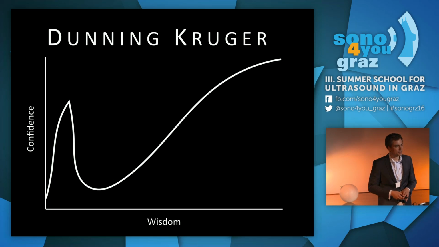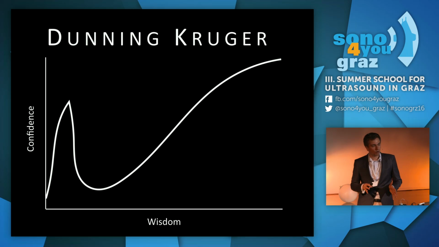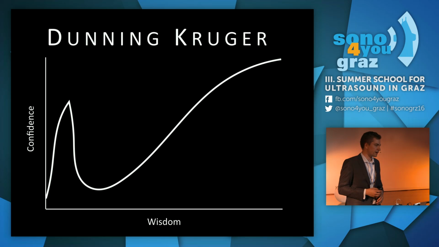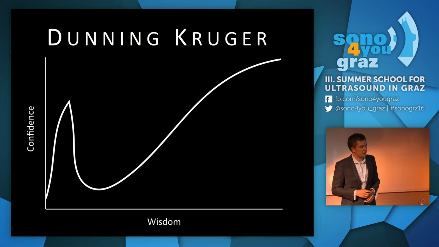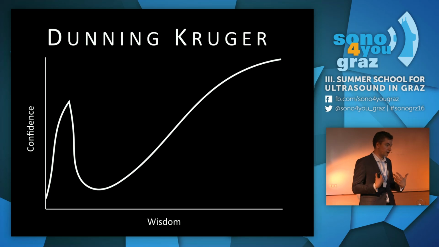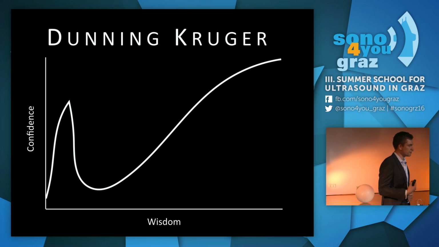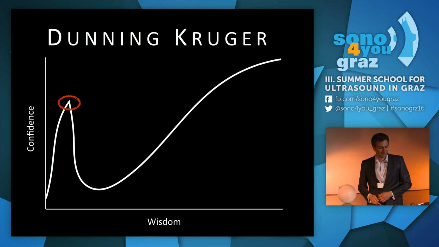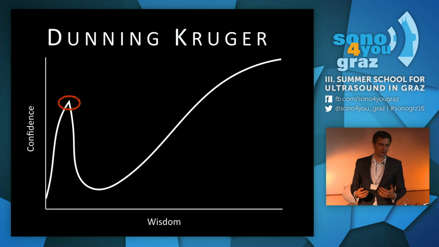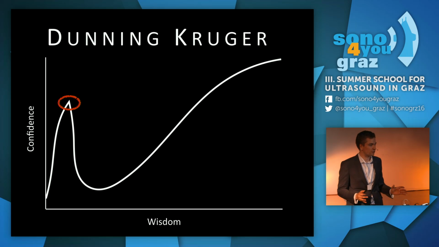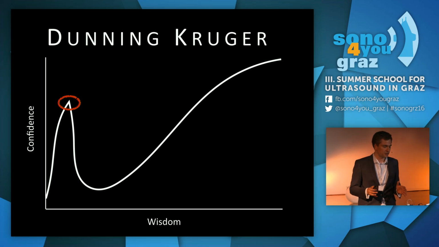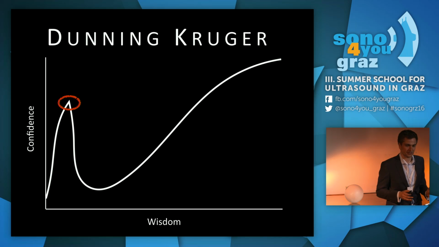And we should definitely talk about something else. This is almost the curve of the Dunning-Kruger effect. And the Dunning-Kruger effect describes the relationship between my confidence and actually the wisdom or the experience I have. And you have this first peak. And you might go out of this course and say, okay, I've learned all this cool stuff, and I immediately want to apply it on every patient. And you should definitely not do this.